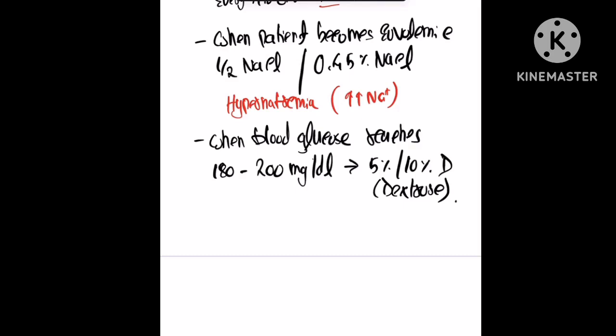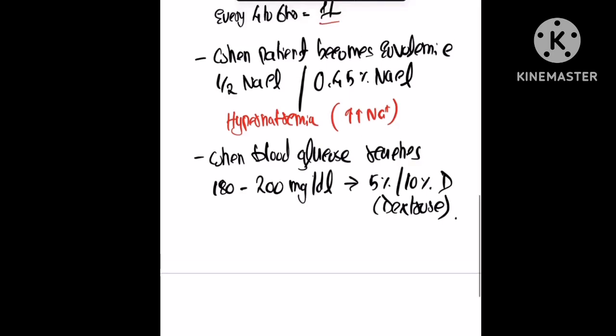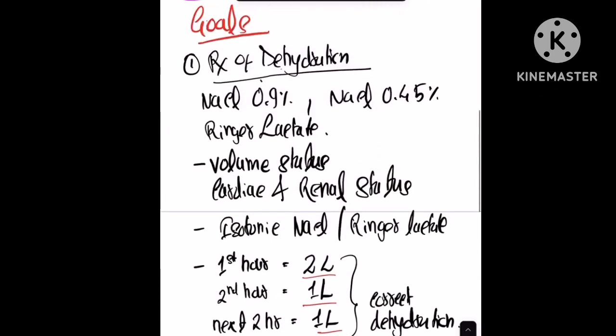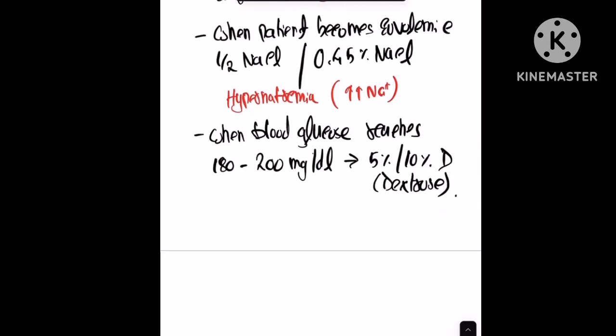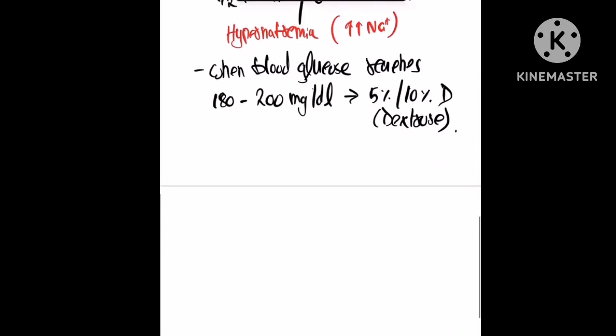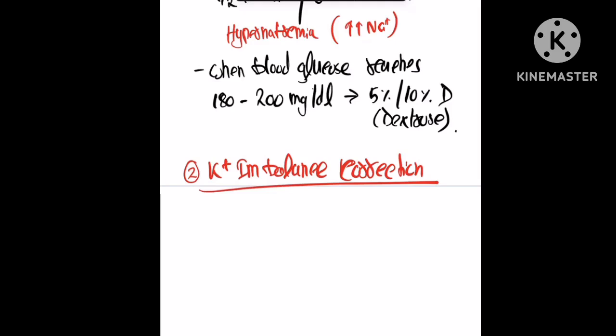Fine. Next, we go for the correction. So this was the correction of dehydration. What is the second point? We go for the correction of potassium imbalance. So how do we correct potassium in this patient?